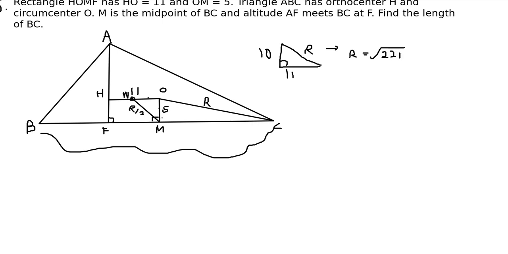So now we return to this right triangle OMC, and if we apply the Pythagorean theorem again, we'll get that MC is equal to 14, and therefore BC is just equal to 28.